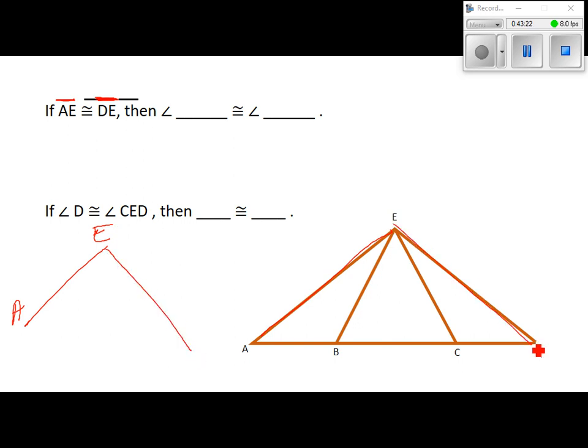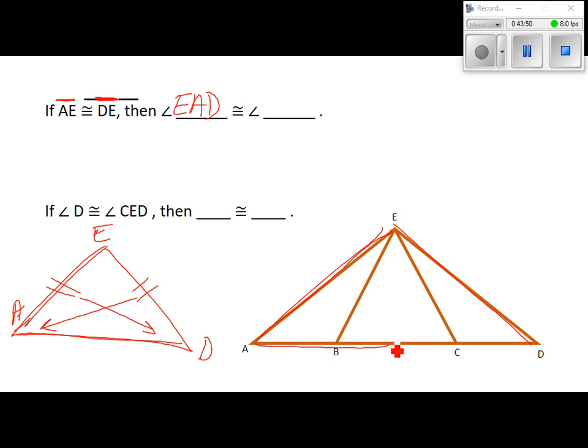There's a whole bunch of triangles in this picture. We don't want to look at them all at the same time. They tell us that this segment is congruent to that segment. Then they want to know which angles have to be congruent. It's got to be that angle and that angle. And all of these I want to name with 3 letters because I don't want to get confused. So this angle over here I'm going to name angle EAD. EAD, that's that angle right there. The other one, go this way, EDA.